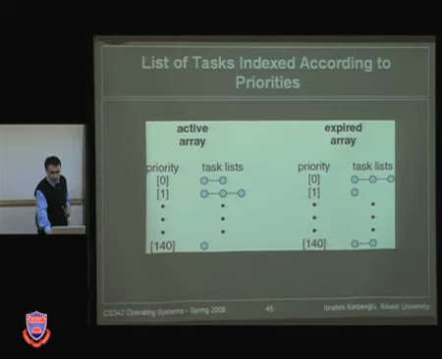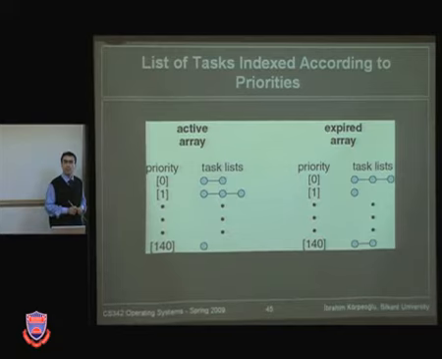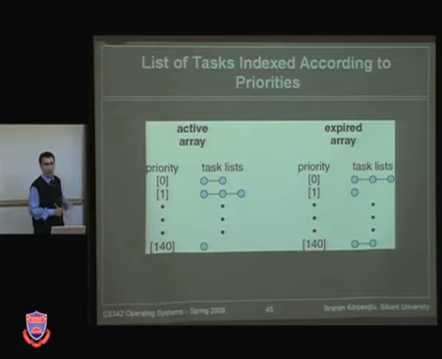Any questions here? Yes? What happens when you're executing a task in the third queue and a new task enters at the first queue, for example? Yes, immediately you jump to the first queue and you start executing, yes. So Linux is using preemptive scheduling, okay?